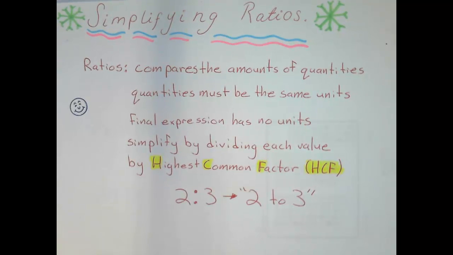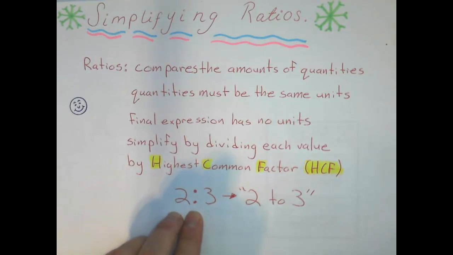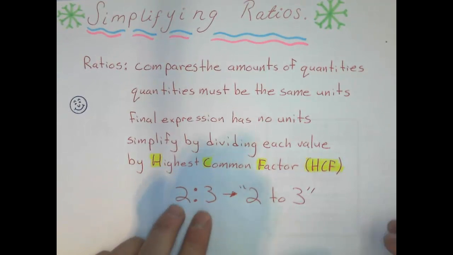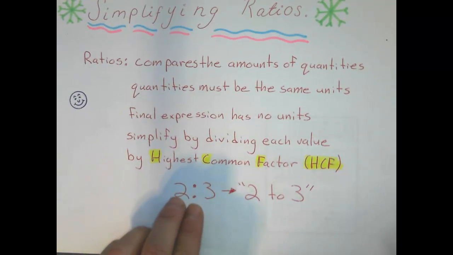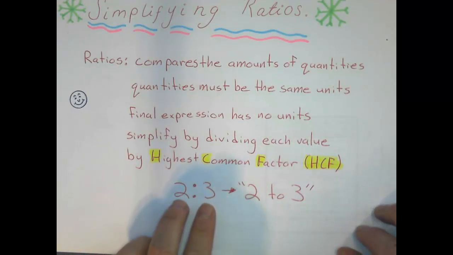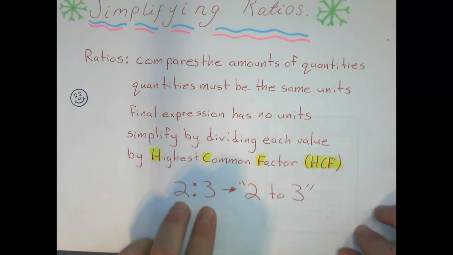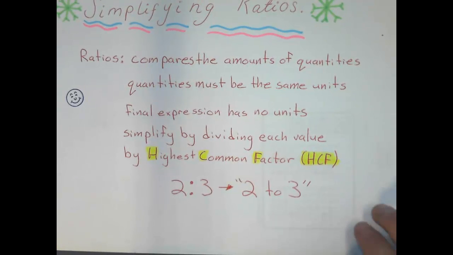So the final ratio would look something like this. We use a colon to separate the two values if I'm comparing two quantities, and they'll have no common factors other than 1. How we read a ratio that looks like this, we just say 2 to 3. So we could say 2 boys for every 3 girls. We could say 2 units of butter for 3 units of sugar, but there's no units in my final answer. So, let's do some simplifying.